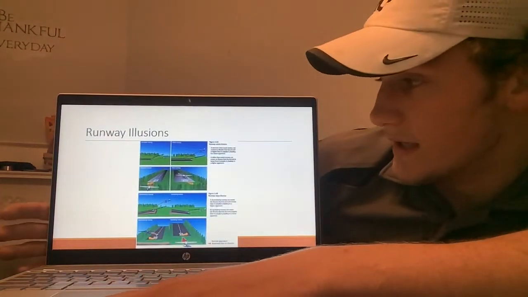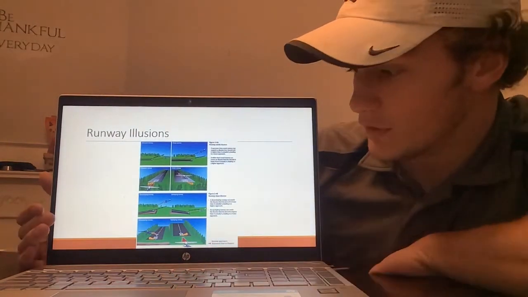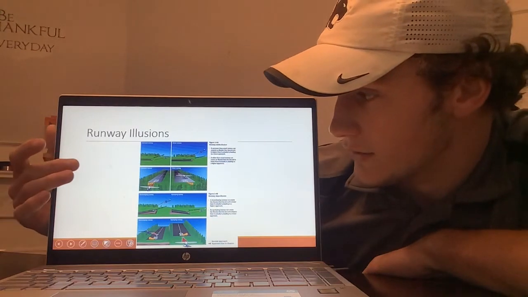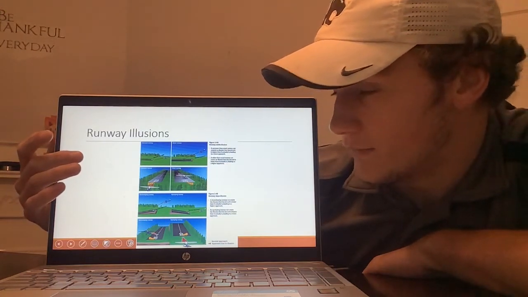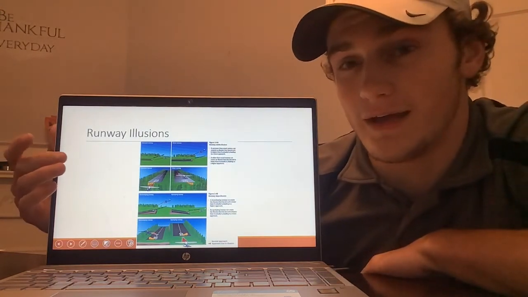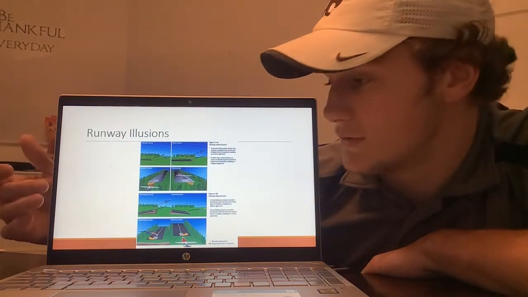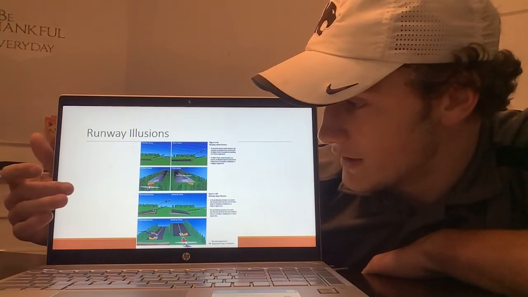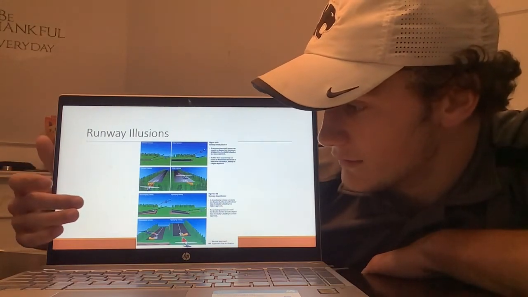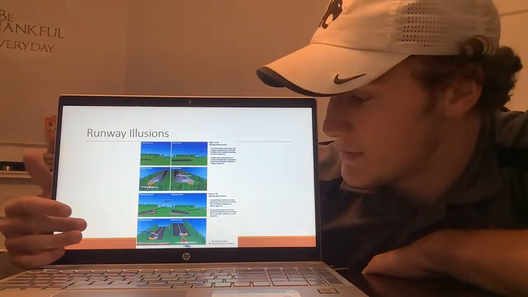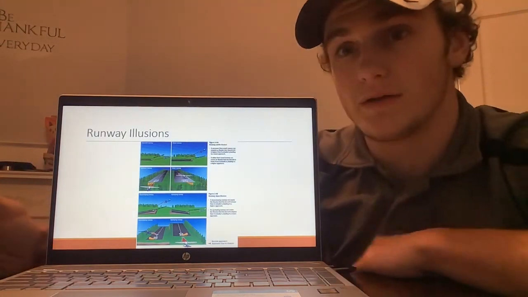I was going over the runway illusions. If you have a wider than usual runway, you'll think you're low, leading to a higher approach. The opposite goes for an upsloping runway: you think you're higher, leading to a lower approach. And the same is opposite for a downsloping runway.